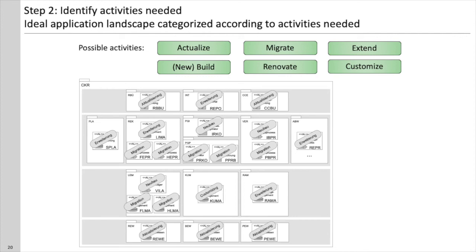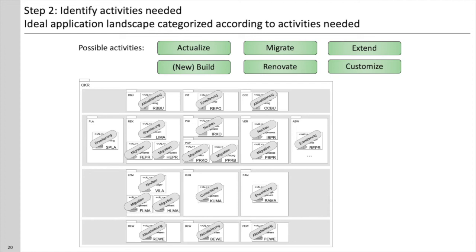Doing this for the complete scope now yields a large set of activities needed. And with regard to the ideal application landscape, in terms of the components structure, there are multiple categories of these activities. So with respect to the ideal component structure, as-is components may need to be actualized. They may need to be migrated from one platform to another. They may need to be extended. Maybe they're not there already.